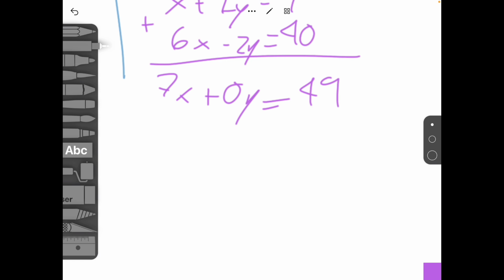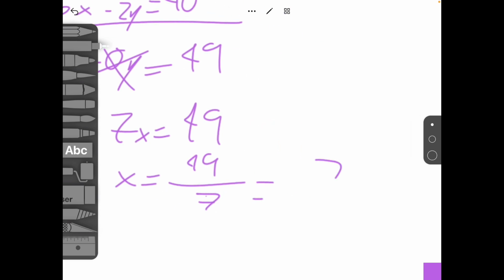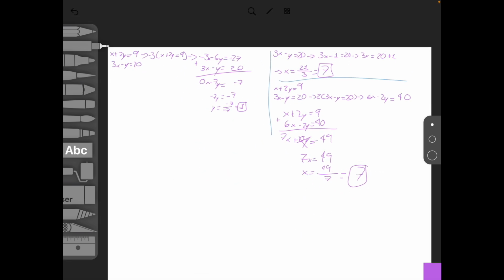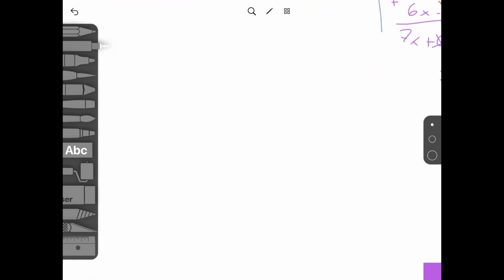Now that we have 0y, we can actually eliminate it, and we have 7x equals 49, but we want to isolate our variable x. So we have x equals 49 over 7, which gives us 7. So there is our intersection point, which is 7, 1.